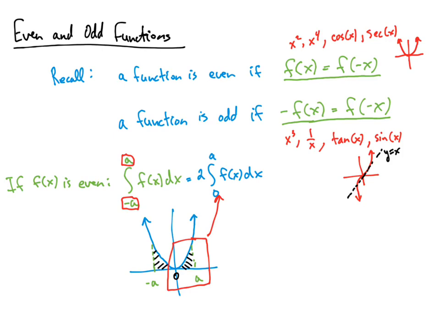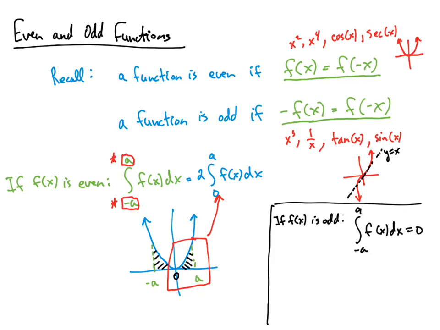And we need to be careful. We need to make sure that these two values are just opposites of each other, and then this rule will apply. Okay, and then let's talk about if a function is odd. I'll just write it down here. If a function is odd and we're evaluating it from negative a to positive a, that definite integral is just going to be equal to 0.